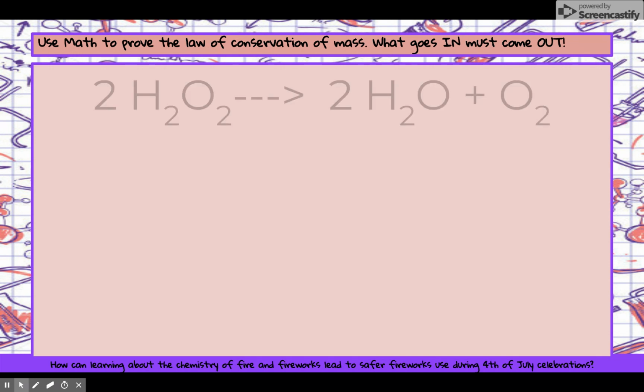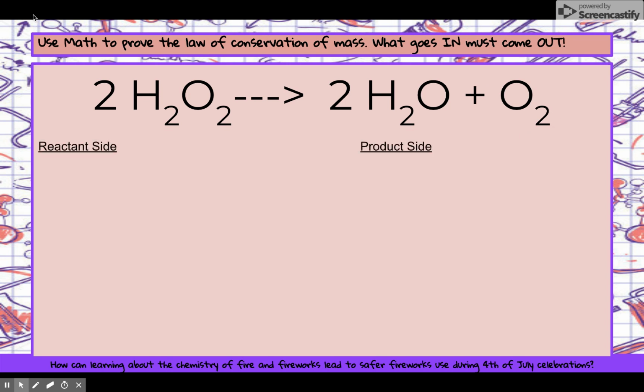So we are going to take a look at this equation again. We can see we have the exact same reaction sentence. 2 molecules of hydrogen peroxide yields 2 molecules of water and 1 molecule of oxygen. The left side is always going to be called the reactant side. The right side is always going to be called the product side.